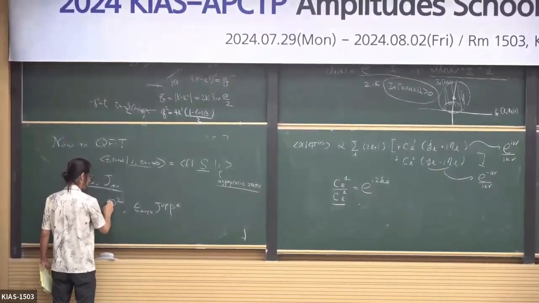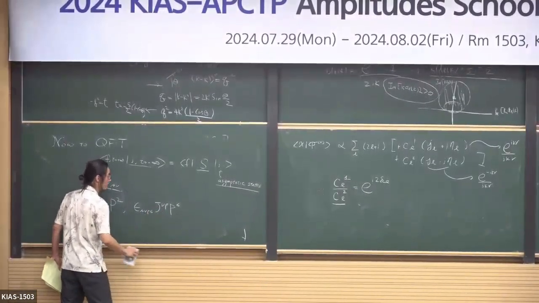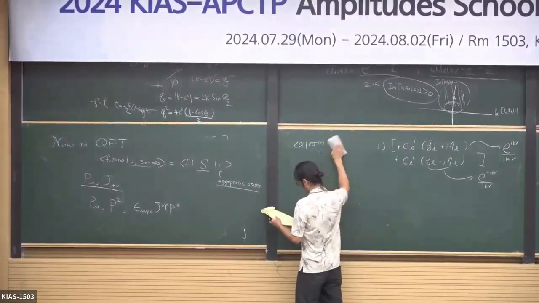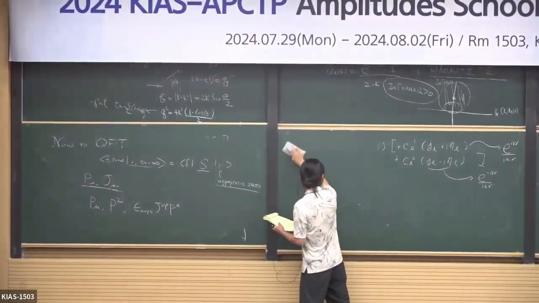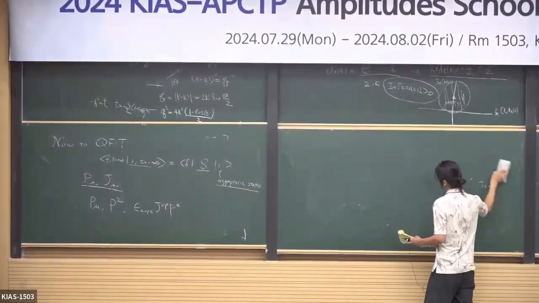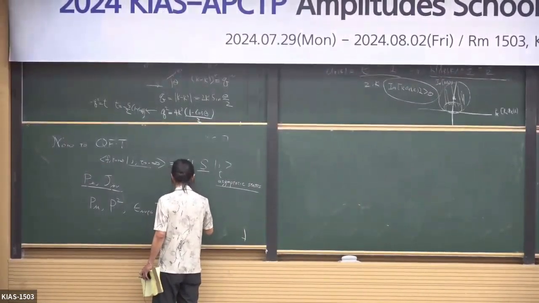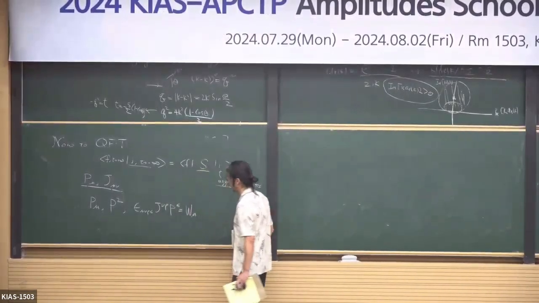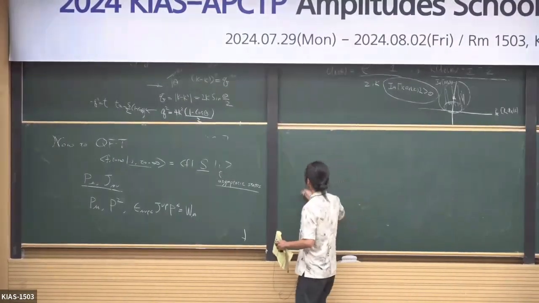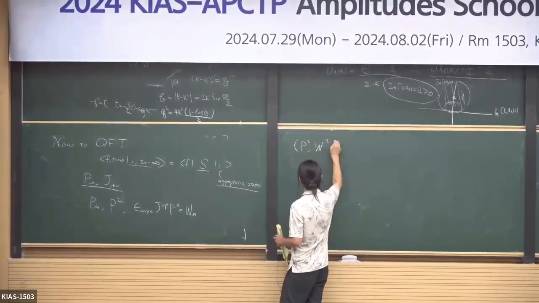So if I look at, let me write it here. Let me call this W mu. So this is basically the Pauli-Lubanski vector. And of course, then P squared and W squared will be my Casimirs.